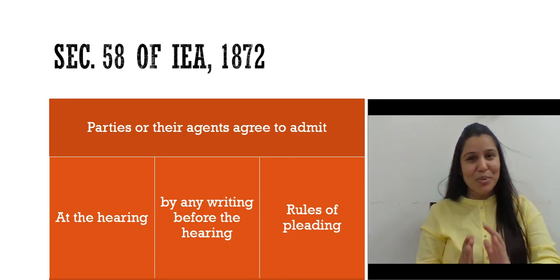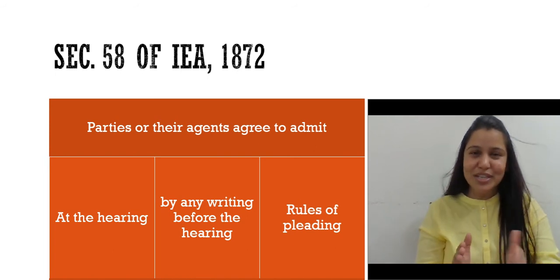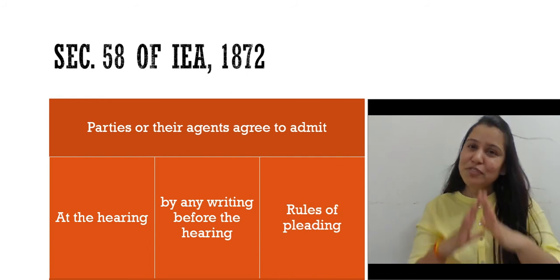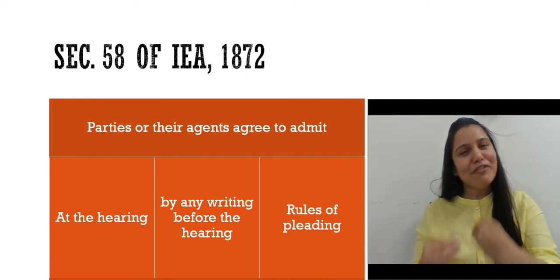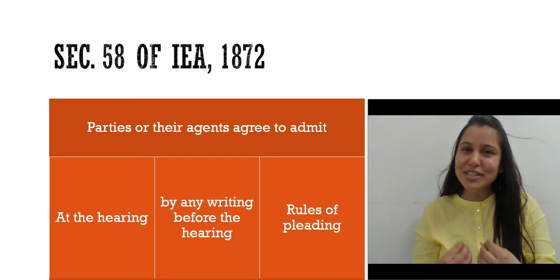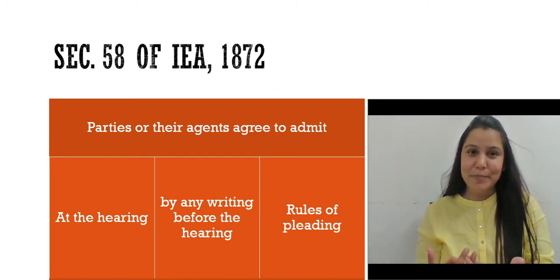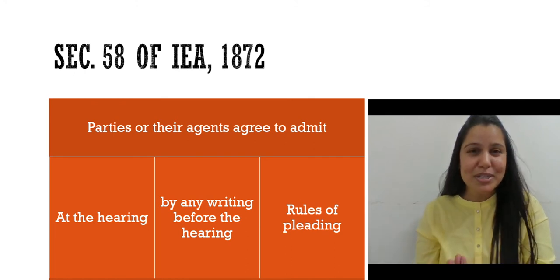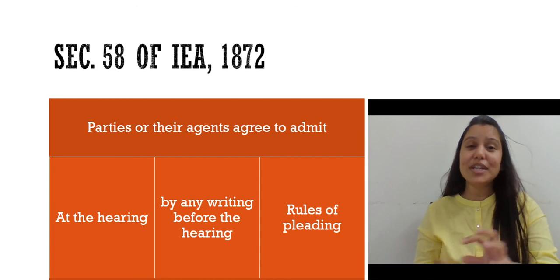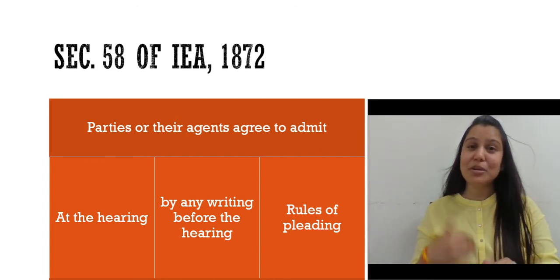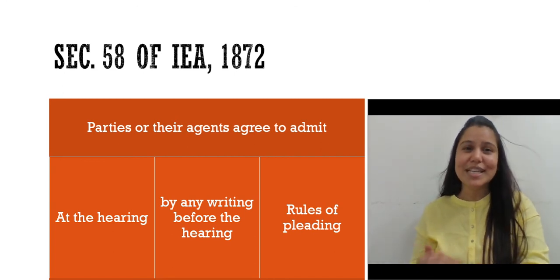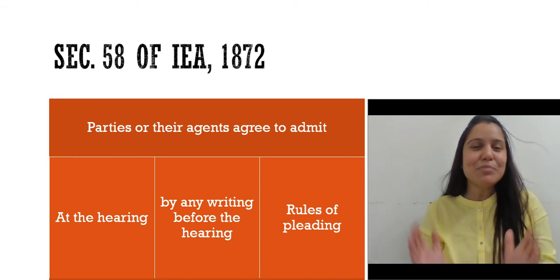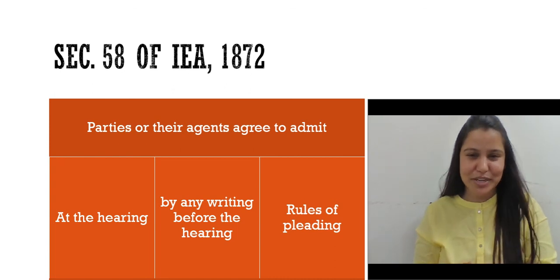So this is all about what can be proved and what cannot be proved. You can take Sections 56, 57, and 58 as the general exception to the overall rule that for everything evidence has to be given. For everything you have to prove in the court. But when it comes to anything of which judicial notice can be taken, and under Section 58, anything admitted by the party at the hearing, before the hearing, or through the rules of pleading, then these things need not be proved. You are exempted from proving these very facts.